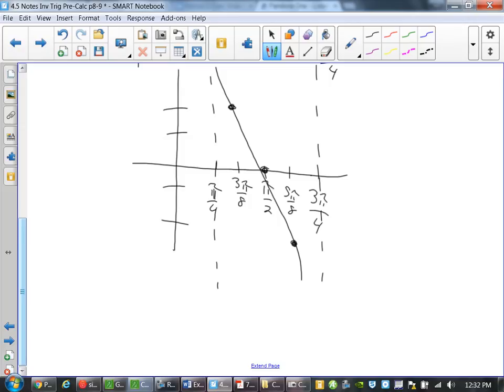Oh, wait, that one's done now? Finito. That's a cotangent.